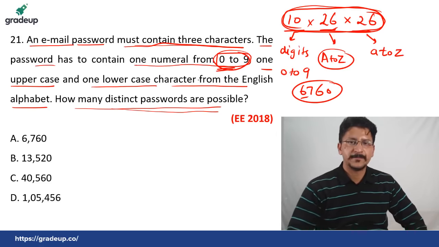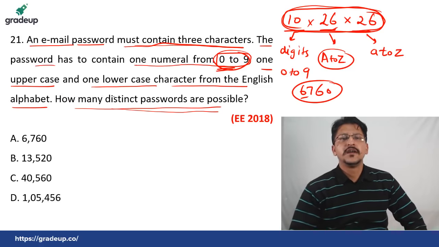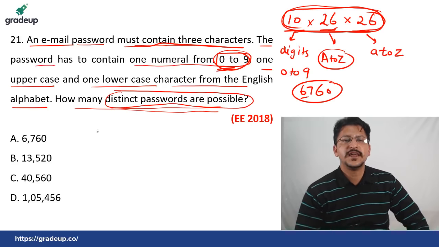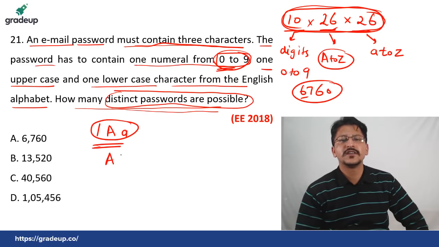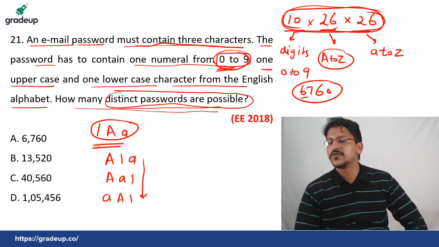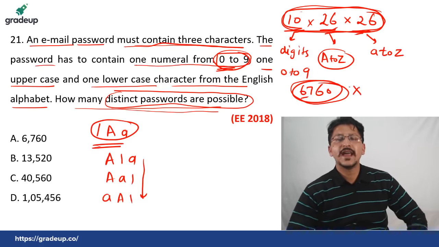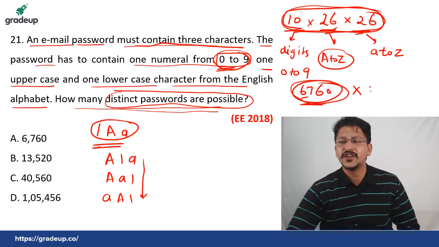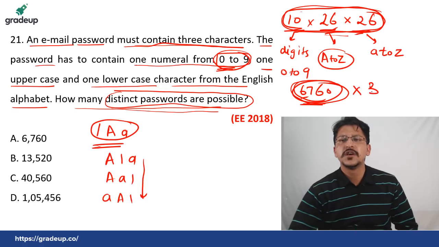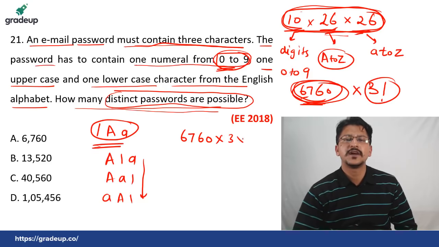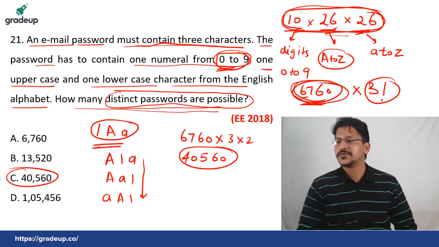But see one more thing, A is not the answer, please hold on. Because it says how many distinct passwords are possible. See, if we use such a password like 1AA, these 3 characters can be shuffled also. AA1 is also there. So such arrangements are also possible. This was the selection that we did, but we have to make an arrangement too. And 3 characters in 3 places can be arranged in 3 factorial ways. So your answer will be 6760 into 3 factorial, which is 3 into 2, that is 40560. So the correct answer for this one is option C.